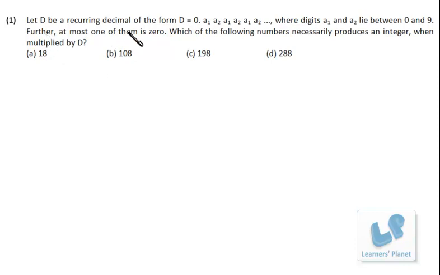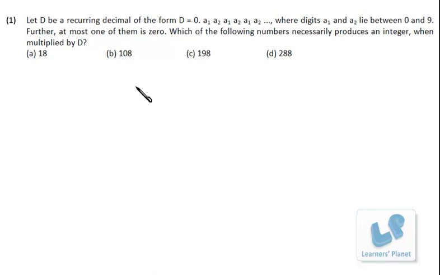Let D be a recurring decimal of the form D is 0.A1, A2, A1, A2, A1, A2, where digits A1 and A2 lie between 0 and 9. Further, at most one of them is 0. So then which of the following number necessarily produces an integer when multiplied by D?